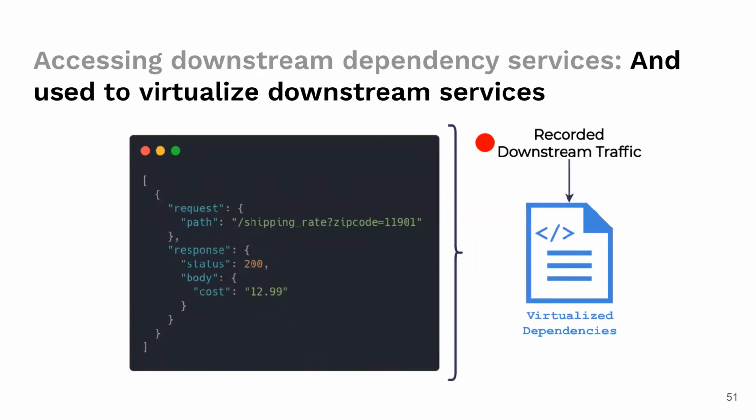What virtualization means in brief is that for each dependency, a process is started in the testing environment. When that process receives an HTTP request, it searches the recorded downstream production traffic for a similar request that happened in production. And then when it finds that request, it issues the corresponding response that the store received when in production.